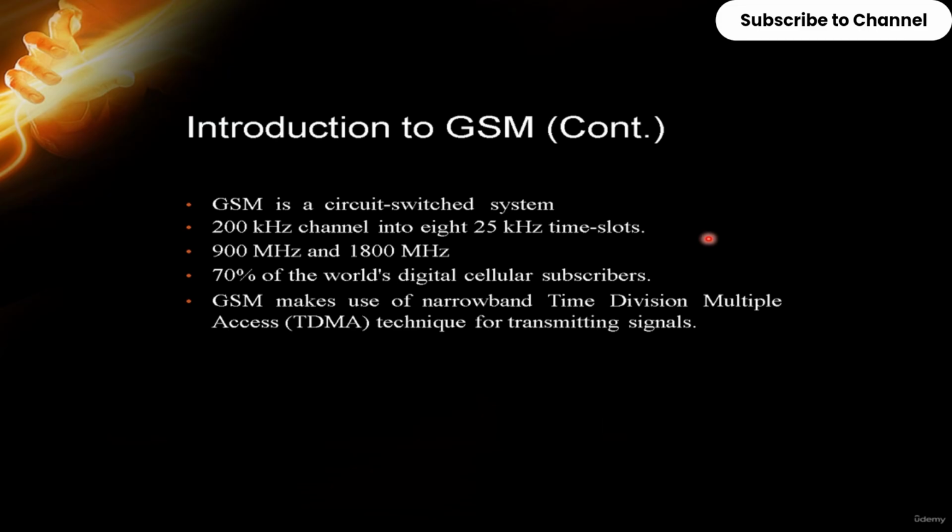GSM is a circuit switched system which divides 200 kilohertz channels into 8 time slots of 25 kilohertz. GSM operates in mobile communication in the bands 900 megahertz to 1800 megahertz, and also 850 megahertz to 1900 megahertz. GSM is all over the world and owns 70% of the world market. GSM uses time division multiple access techniques for transmitting signals.